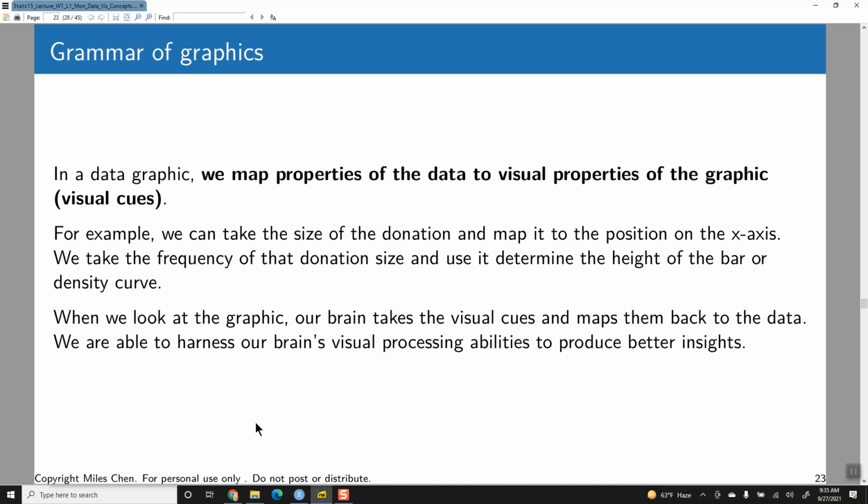Traditionally, you have smaller values on the left and bigger values on the right. When you look at the graphic, your brain says, oh, I see this thing is over here and the other value is over on the right-hand side. Therefore, the value on the right-hand side is bigger than the value on the left-hand side, right? Our brain sees the visual things and maps them back into the data space.